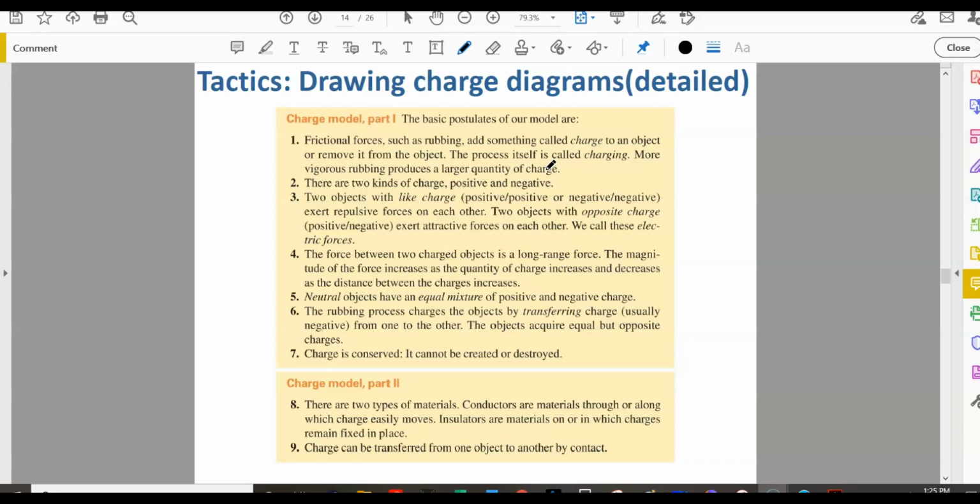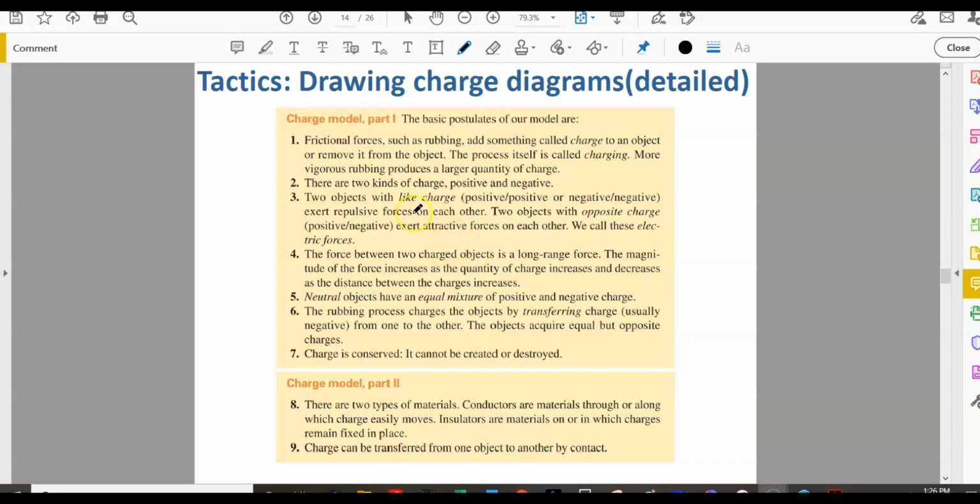Okay? So the first thing that we learned is that we talked about how frictional forces will rub and take off electrons from one object and put it onto another object. And so this is actually called charging an object by friction. Okay? And now, I want to point out there are two kinds of charge, a positive and a negative. So when you charge by friction, you're either taking electrons off an object, and now that new object is going to be negative, and that other object is going to be positive, or you're putting electrons onto another object.